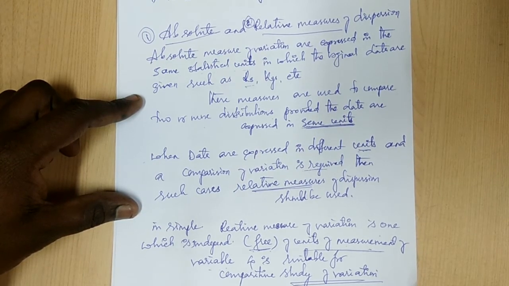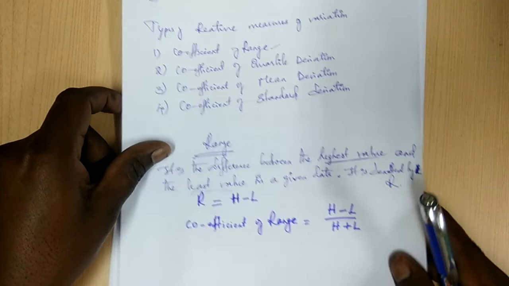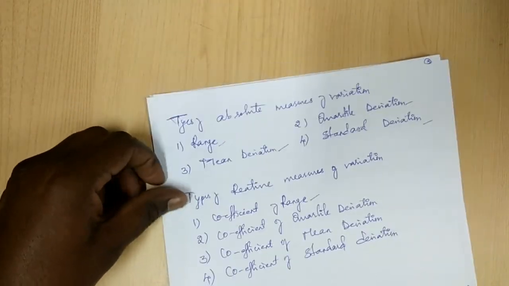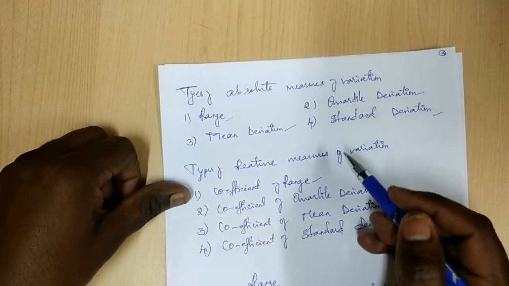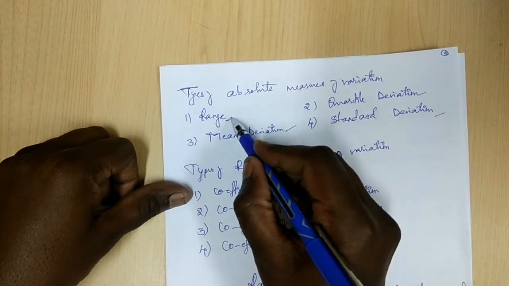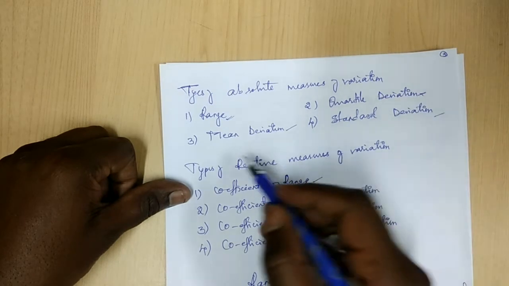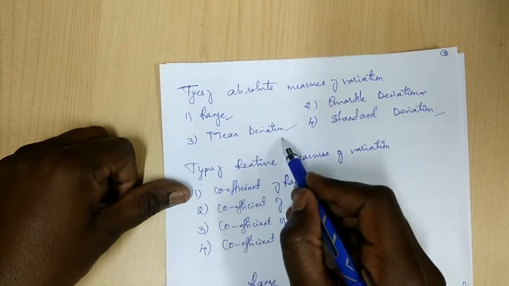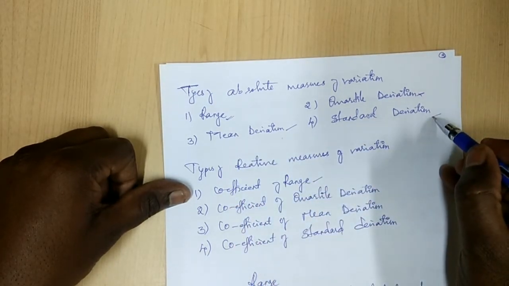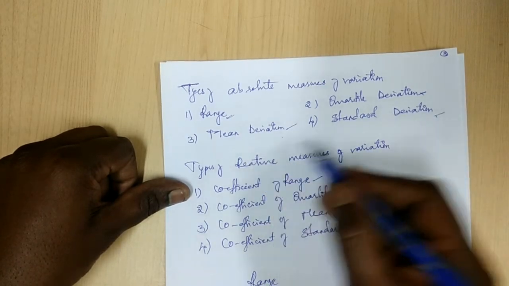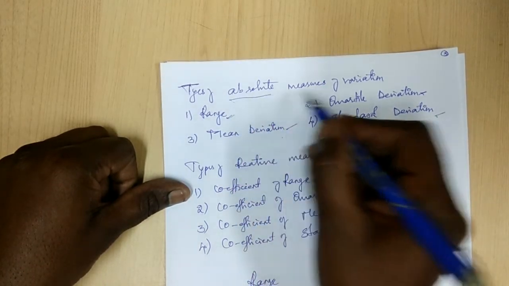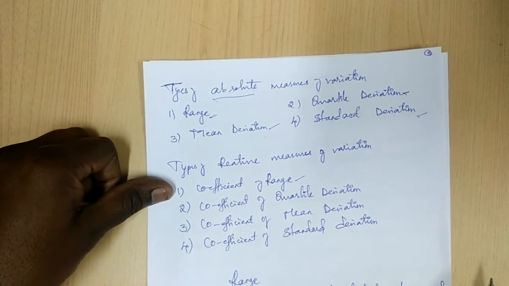Now we are going to learn the types of absolute and relative measures of dispersion. The types of absolute measures of variation are, first, the range, second, the quartile deviation, then the mean deviation and the standard deviation. These are the four absolute measures of variation.